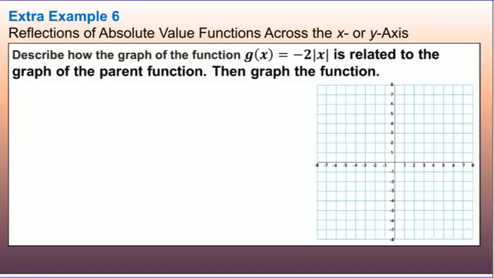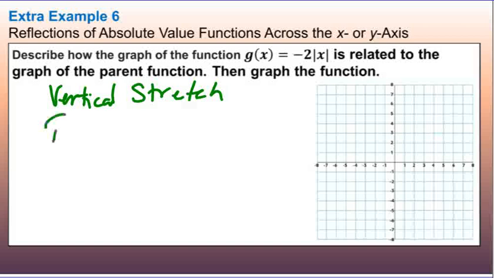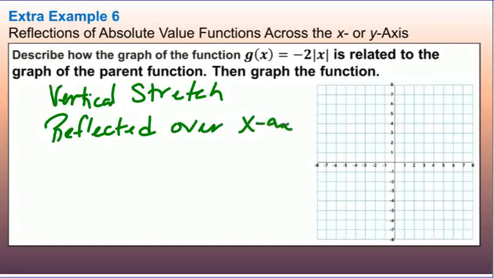Next, describe how the graph of this function changes. The g of x equals negative 2 times the absolute value of x. So I know this is a vertical dilation because the negative 2 is on the outside. The absolute value of negative 2 is bigger than 1 because it's 2, so that would be a vertical stretch. There's a negative, so that means we're reflecting. Since it's on the outside, it's reflected over the x-axis. Now your y's would be negative.